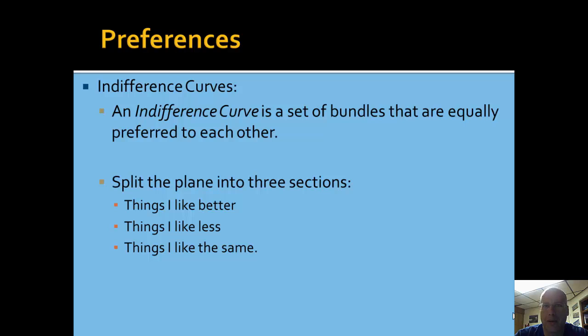We talked before about the ability to rank bundles, and if we consider a bundle that we might choose to consume, there are going to be things we like more, things we like less, and things that we like the same. The indifference curve is going to be the set of things that we like the same, and it's going to split the space that we look at when we draw our graphs into three different groups: the things that are on the indifference curve, the things that are above it, the things that we like better, that is, and the things that are below it, the things that we like less. These indifference curves are going to help us with our analysis as we try to decide which choices the consumers are going to make.